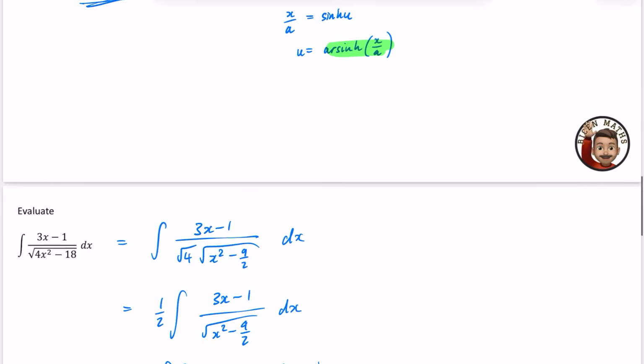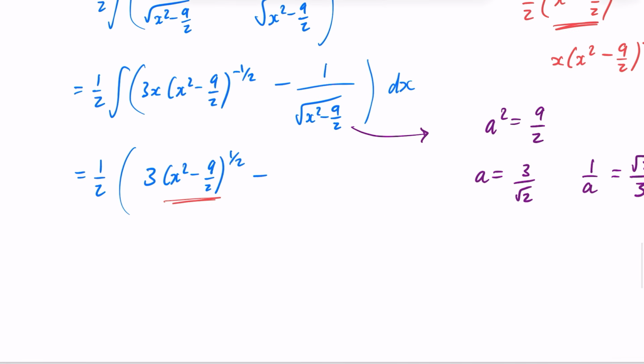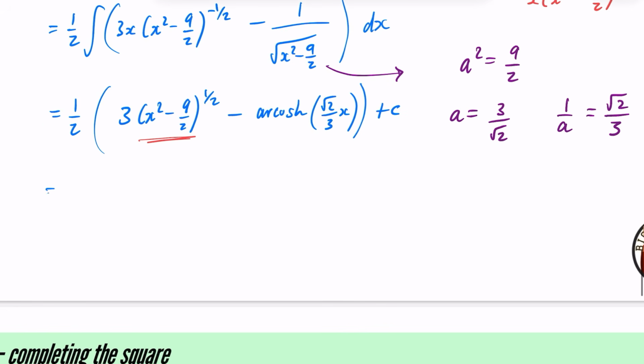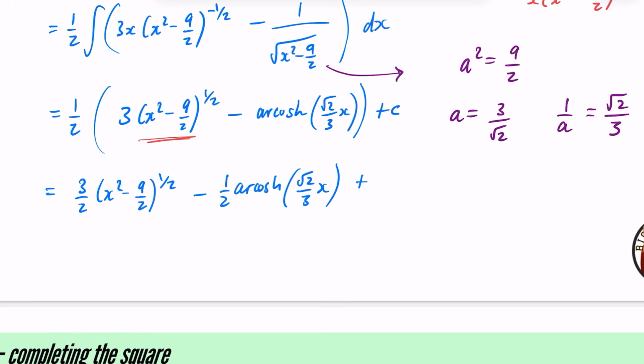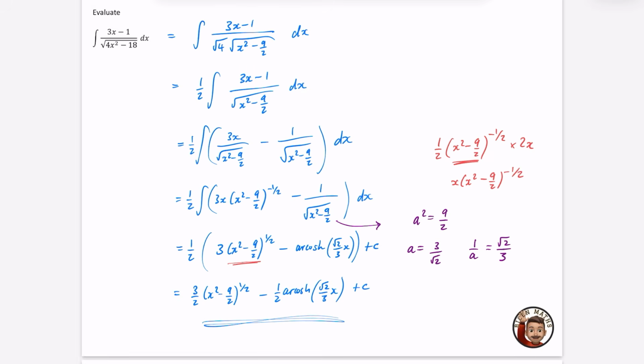So, finishing off, it is going to be minus r cosh of x over a, and x over a will be using this, so it's this thing times x, that is root 2 over 3 x, close the brackets, plus c. I probably should have this half expanded throughout, so I'll write it as 3 over 2, x squared minus 9 over 2 to the half, minus a half r cosh of root 2 over 3 x, plus c. Very challenging stuff. This is where further maths is like, wow, you have to understand absolutely everything to be able to do these questions.